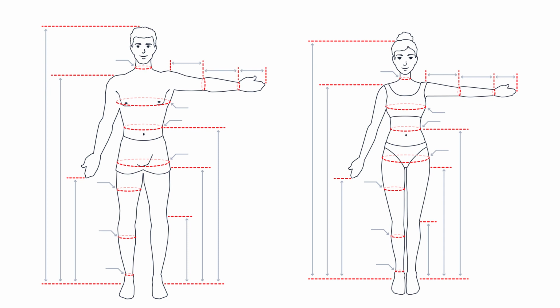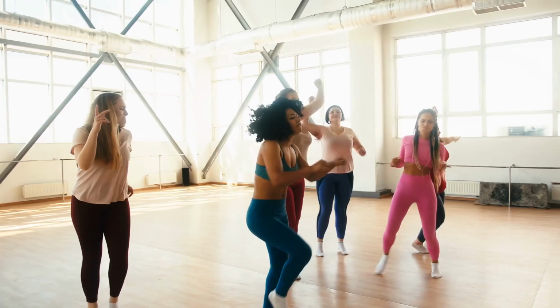Step 8. Practice proportions. Pay attention to the proportions of the different body parts in relation to each other. For example, the head is typically about 1/7 the height of the body and the hands are roughly the same size as the face.